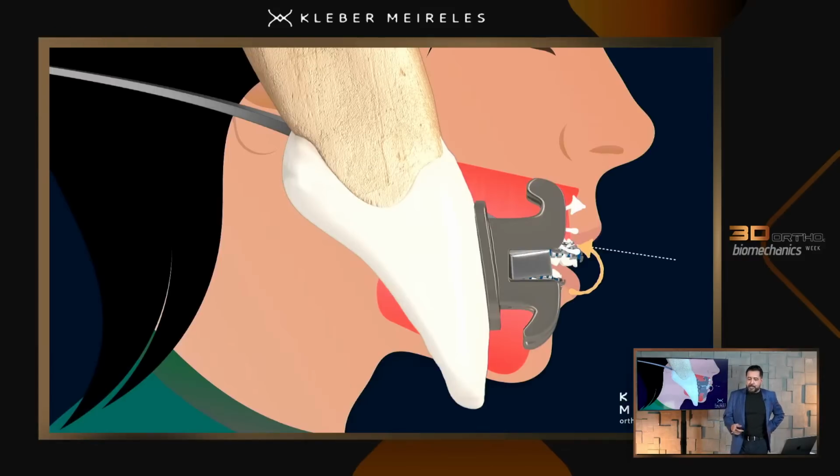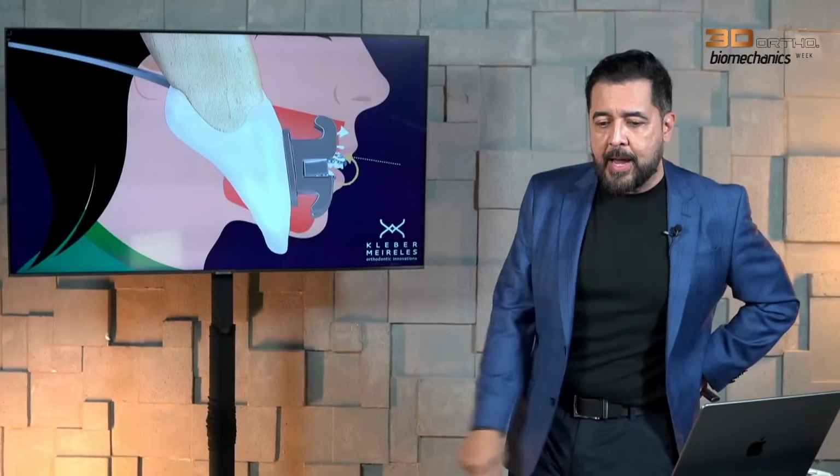How much is the force for in-mass retraction with TADs? 350 grams per side. Maximum of force if you are applying the friction mechanics, the sliding mechanics, okay?